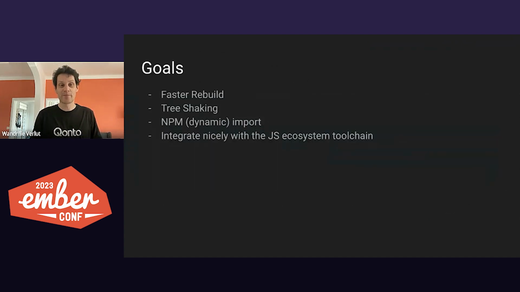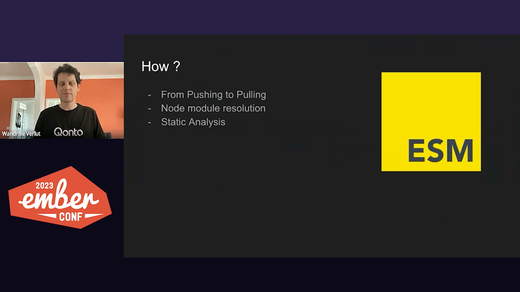It has been designed as an alternative way of building apps to improve build performance, better integration with the JS toolchain, and provide tree shaking. So how do we bring this to Ember? Full disclaimer, I'm not an Embroider expert. I won't dig into the deep details of its implementation. And if you haven't, you should definitely go watch or rewatch Ed's talk about it.